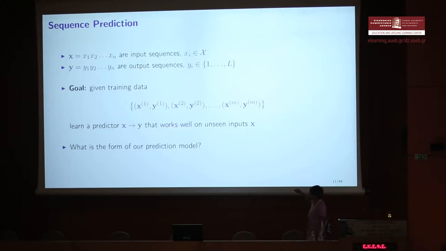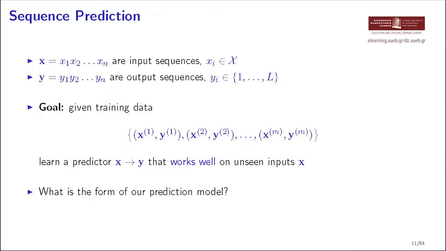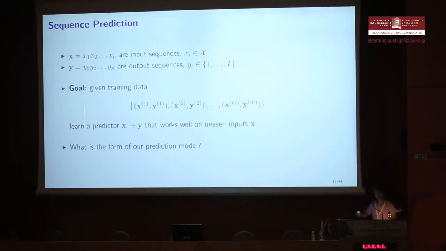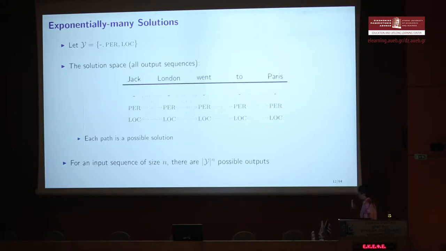So while this is a learning problem, for the first part of the lecture, or actually most of the lecture, it's not about learning algorithms, it's about what kind of functions, what is the form of our prediction model. And I'm going to now give a quick overview of four different approaches which hopefully illustrate the trade-off that exists in structure prediction, okay? Well, first of all, we need to understand one very important aspect, that the output space is of exponential cardinality, okay? So let's look at that. How can we understand better the solution space, which is all output sequences? So I can build a graph like that.